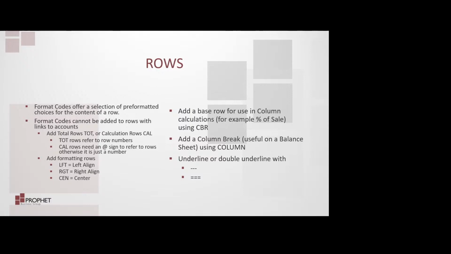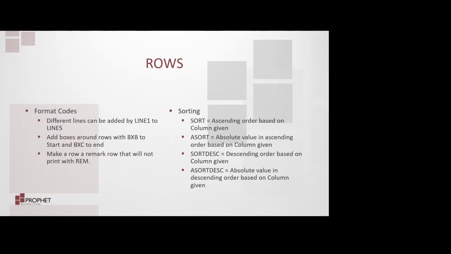You can add column breaks. This is useful on a balance sheet. And you can add underlines, double underlines, single underlines. There are 5 different kinds of line that you can add to a row format, line 1 to line 5. You can put boxes around different rows, BXB to start and BXC to end. You can mark a row as a remark. Remark rows don't get printed.